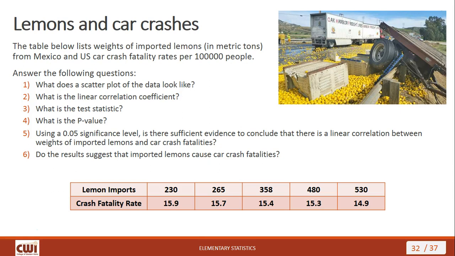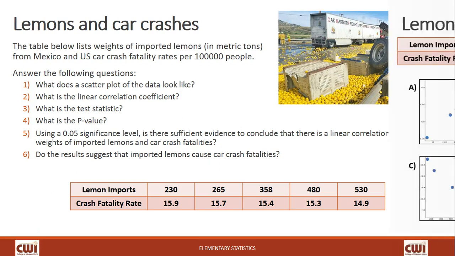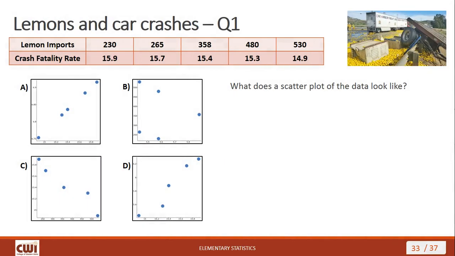Now, you might be thinking, before you even start working the problem, what possible relationship could there be between lemon imports and crash fatality rate? We're not going to see much here when we run the test. Well, let's just suspend judgment and let the numbers speak for themselves. So the first question we were asked was, what does a scatter plot of the data look like? And we're given these 4 options from which to select.